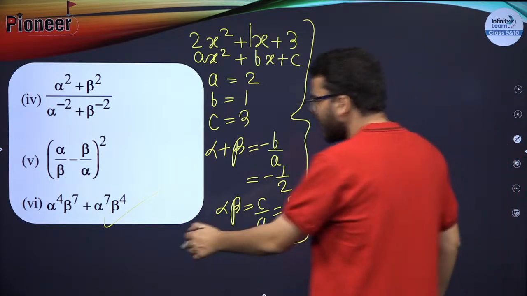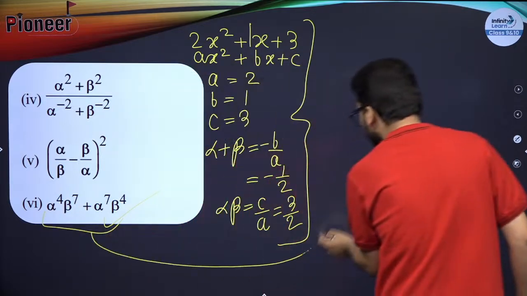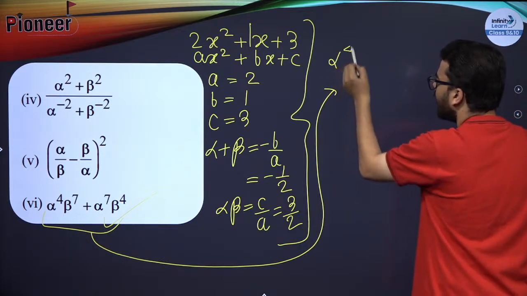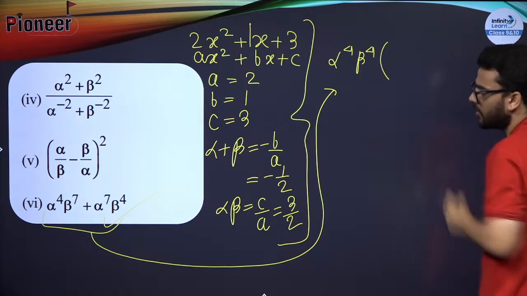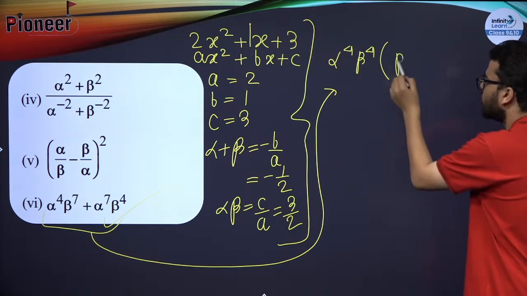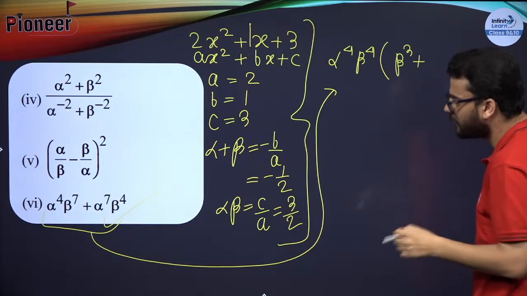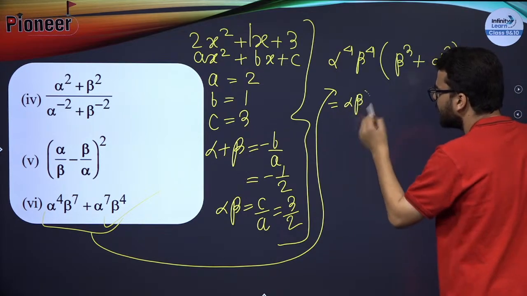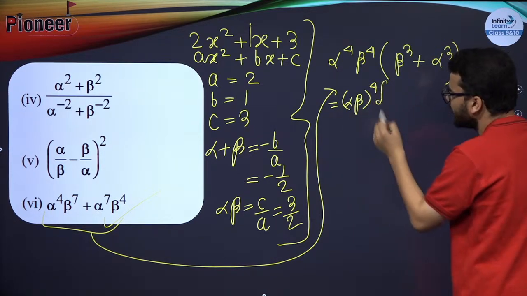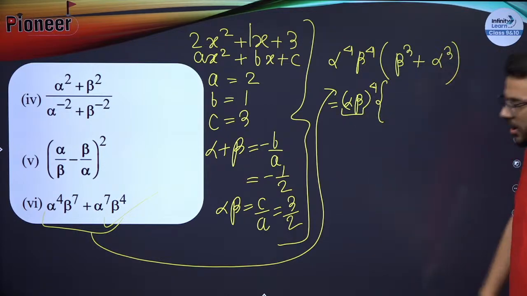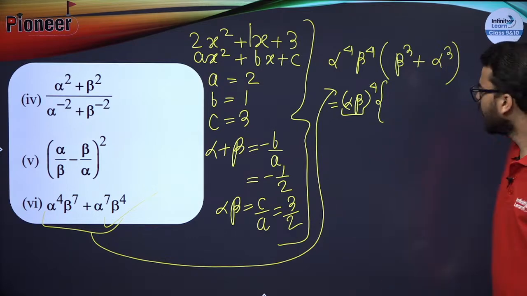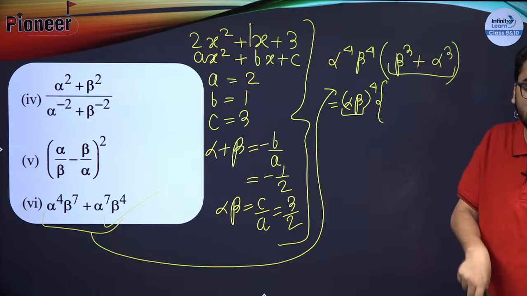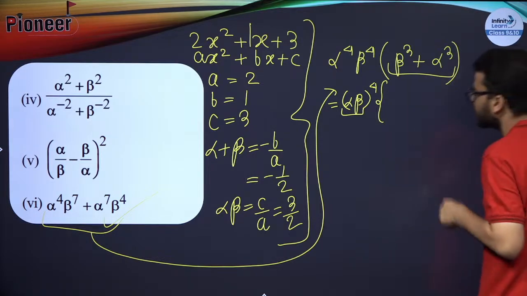So what you have to do over here, you can take something as common, right? Can I take alpha raised to the power 4 and beta raised to the power 4 as common? Then you will be left with beta cube plus alpha cube. Correct or not? Now see, this thing can be written as alpha beta the whole raised to the power 4. This you can find, because alpha beta you know. But again, this thing you don't know, so you have to convert this in the form of alpha plus beta and alpha beta, right? So you have to use the cubic identity, which you have studied in grade 9.